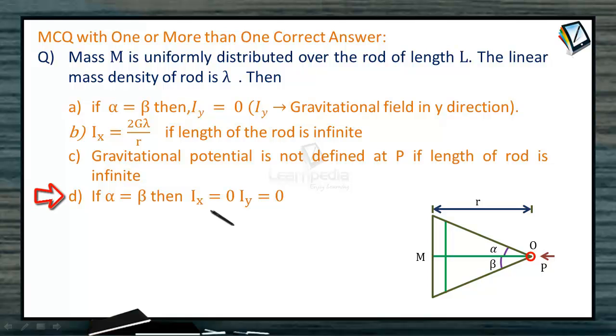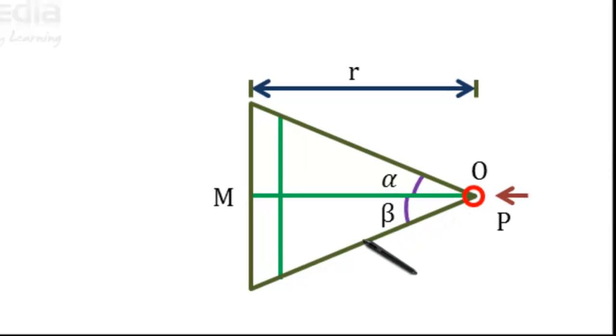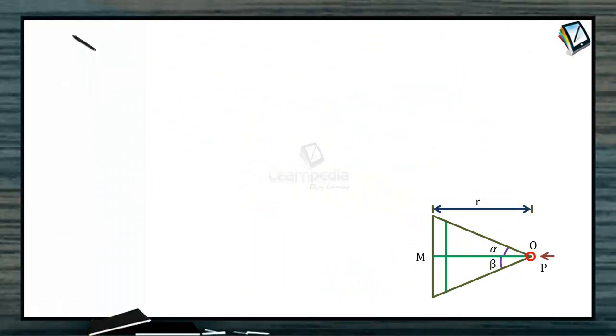If alpha is equal to beta, then Ix is 0, Iy is 0. So we need to calculate two things here. One is the gravitational field, another is the gravitational potential at point P. So how to calculate the gravitational field? We know the formula for gravitational field. So what is the formula for gravitational field?